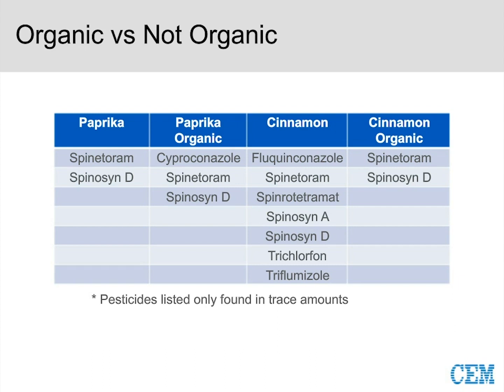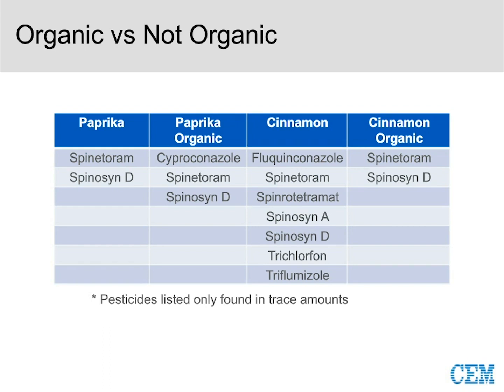As I look at the 2 spices represented here, paprika and cinnamon, I first recognize that for paprika we have more components found in the organic versus the non-organic, but also that spinetoram stands out to me because it's in every single one of them. Spinetoram is a very commonly used insecticide. In fact, you could go to your local Walmart and purchase some and use it in your home garden. So maybe not so surprising that we're seeing some of that hanging around.